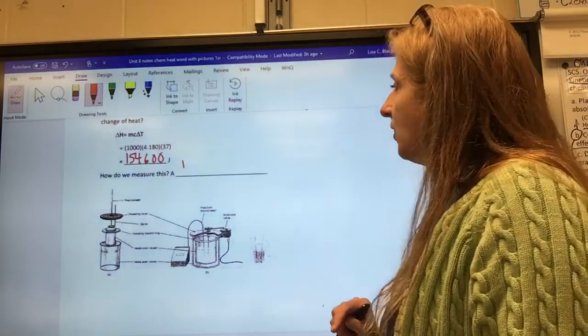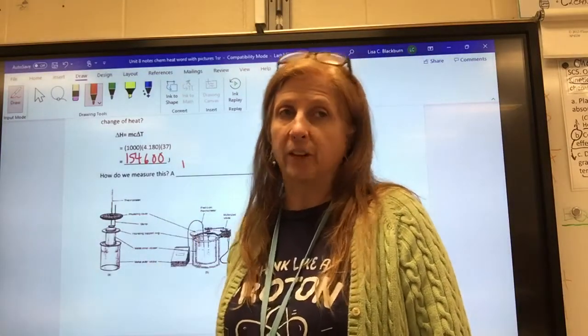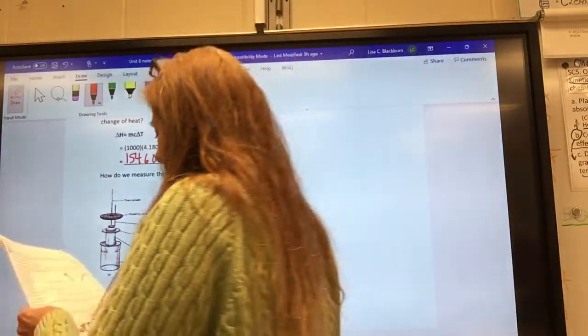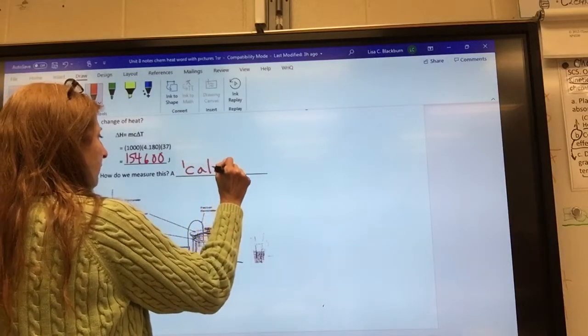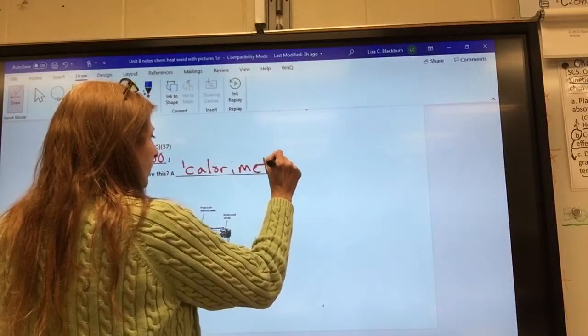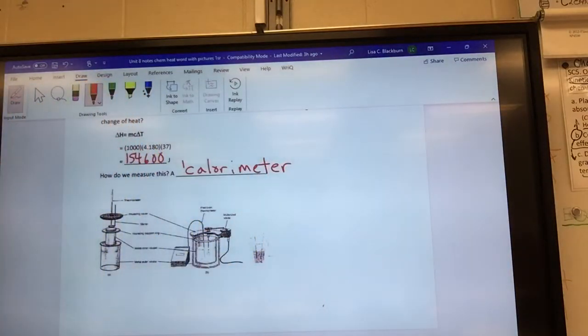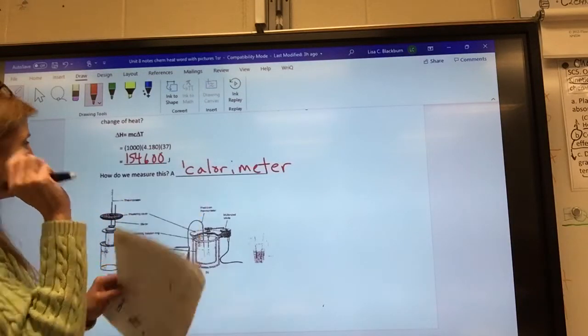154,600. Okay, now how do we measure directly how much heat comes in and out of a chemical reaction? It is an instrument called a calorimeter. It looks like a calorie meter. You say it calorimeter. Is it 154.600? Nope, 154,600.